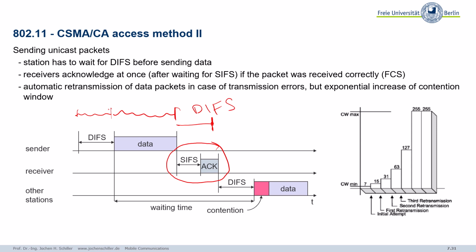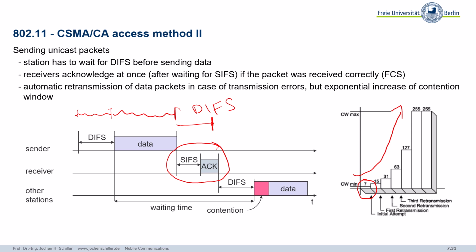What happens in case of transmission errors? Well, transmission errors typically happen if you have interference. And one reason for interference is an increasing number of competing stations. One way of helping out in this situation is an increasing contention window. So, if you pick your initial random waiting time, you start with a minimum contention window of 7. That's the initial attempt. So you pick your random value out of this interval, up to 7.